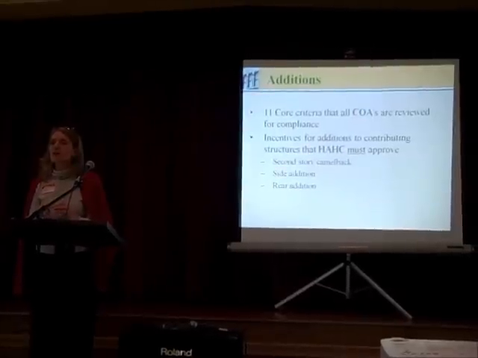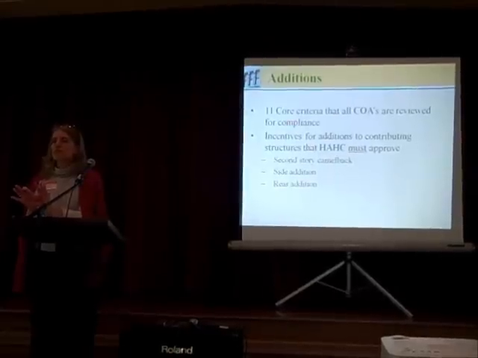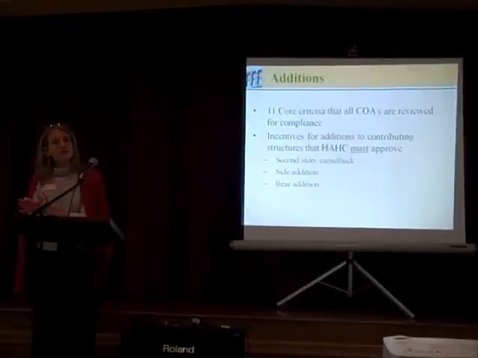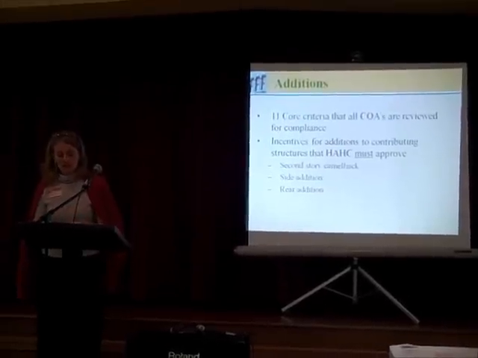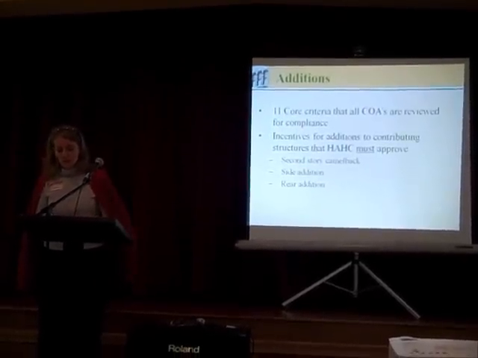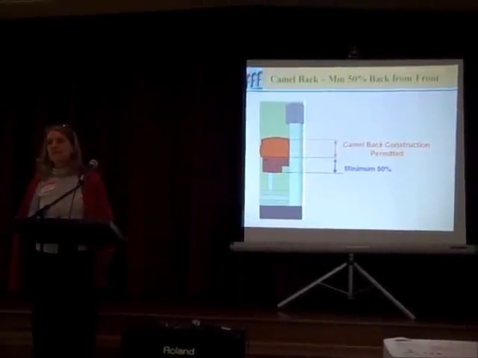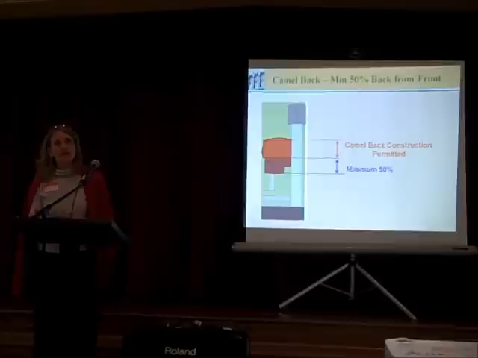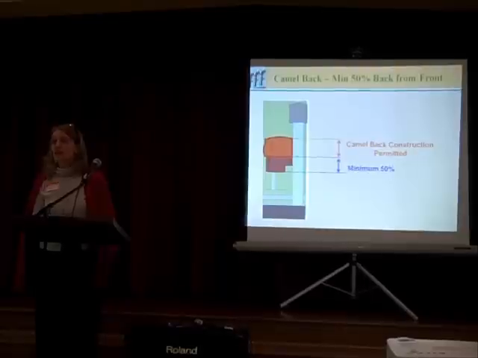But the goal was, if you locate them back where they're not so much towards the front of the structure, then we put in some shall approves, and you have fewer criteria to review for. Okay? So it was really done as an incentive. So let's walk through, and here's an example of a camelback. You'll see that if that camelback is back 50% of the way, and you meet one other criterion, you'll be in a shall approve.